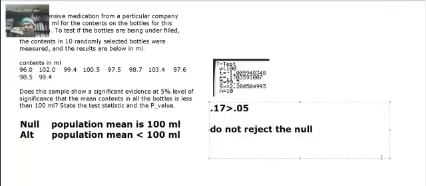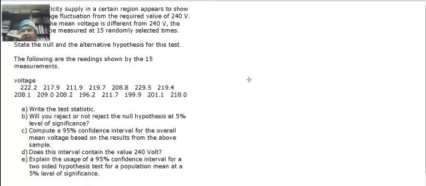Everybody clear? So here, it says the electricity supply in a certain region appears to show a lot of voltage fluctuation from the required value of 240 volts. So somebody wants to check if the mean voltage is different from 240, because if it goes too high, it's bad for appliances, too low is also bad, and too high is dangerous as well. Everybody good?